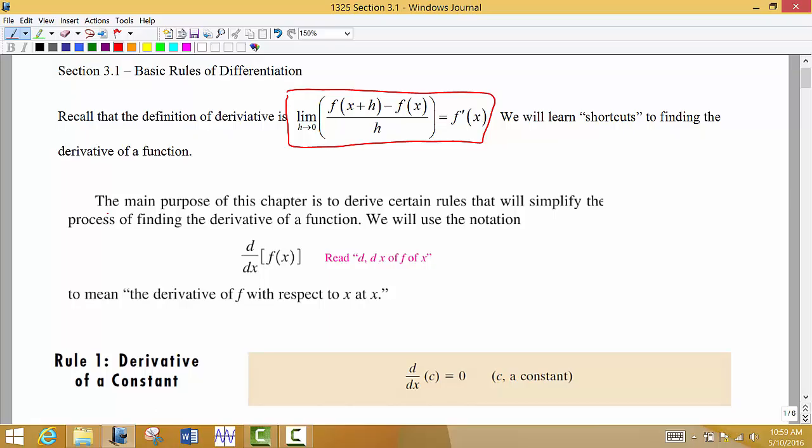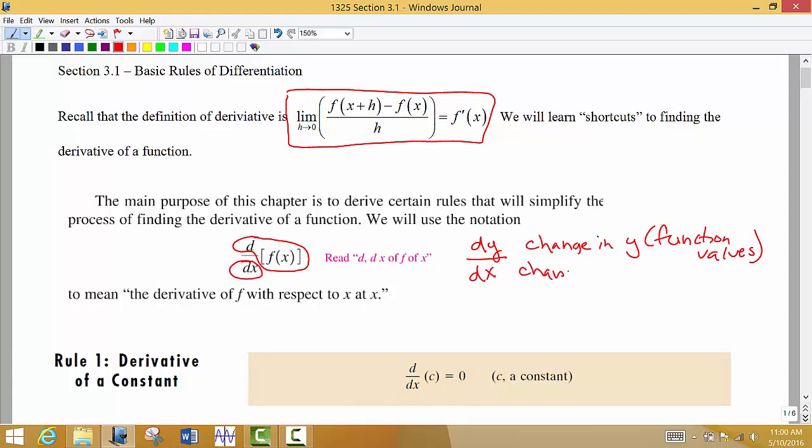There is a certain notation that we're going to see that's going to pop up throughout the chapter, and it looks like this. It looks like d with a little line and then dx, so it looks like a fraction. What this is actually telling us to find is the change in the function value divided by the change in the value of x. So this is the change in y, so sometimes you would say dy dx. It's the change in y, or the function values. So how are the function values changing? How are the output values changing as the x values are changing?